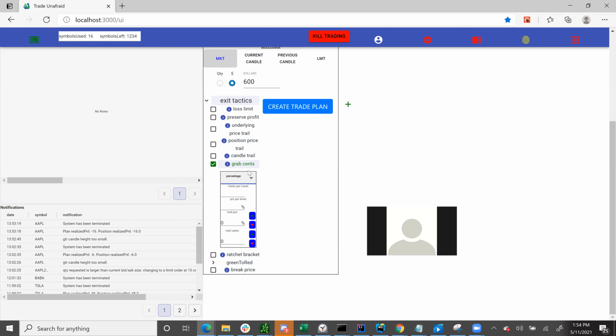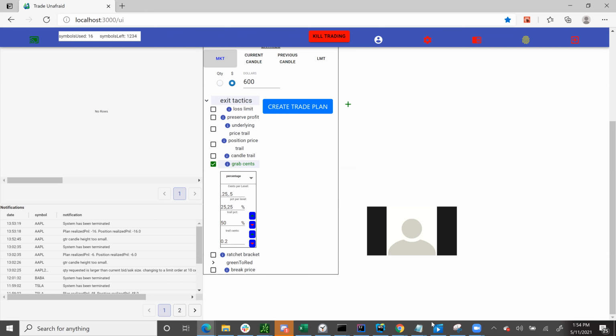You turn it on, and you most likely would want to do percent mode. And you create your levels. So let's say I want one order at 25-cent profit and another one at 50-cent profit. And then we're going to go, let's say 25% per level, 25% per level, and a trail percentage of 50%, and then a trail cents of 20%.